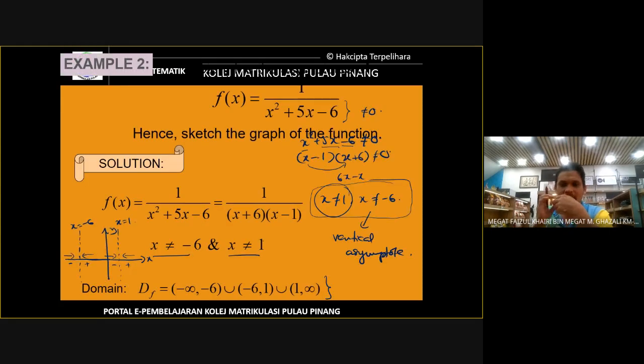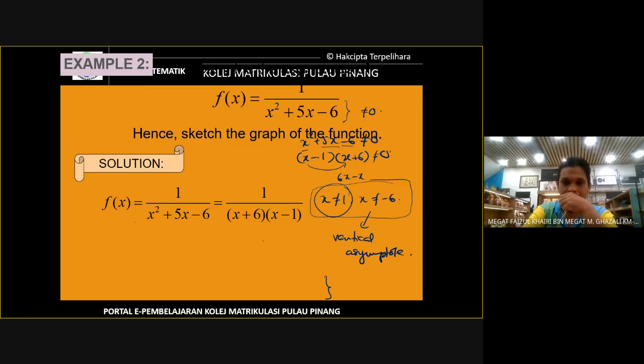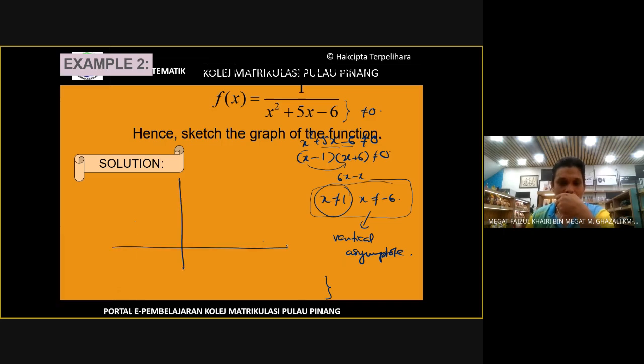If I just use this page to explain everything. Okay class, I'm going to explain by writing the example of this. x equal to -6 and x equal to 1.